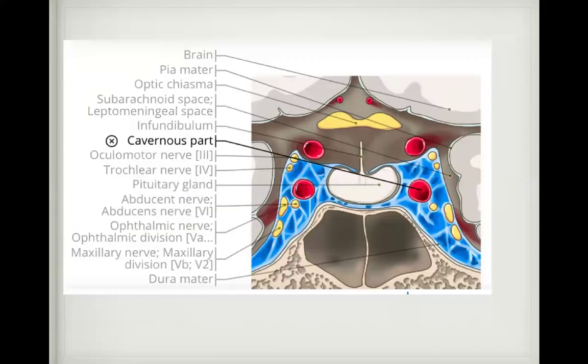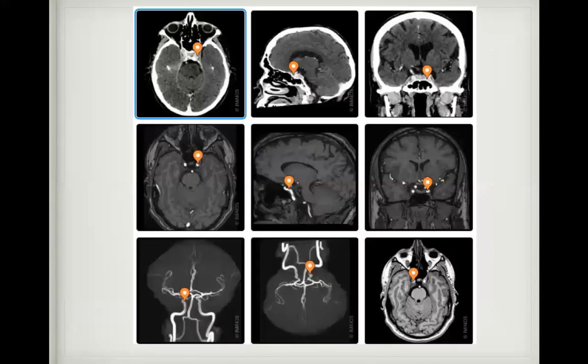Another pictorial demonstration of the carotid artery and the cavernous sinus anatomy. I put this one just to help us identify the artery in relation to the cavernous sinus. The top images are CT scans, the middle images, MRI, and the bottom images, the two to the left are MR angiograms. So it just helps to show us the carotid artery, the cavernous segment of the carotid artery.